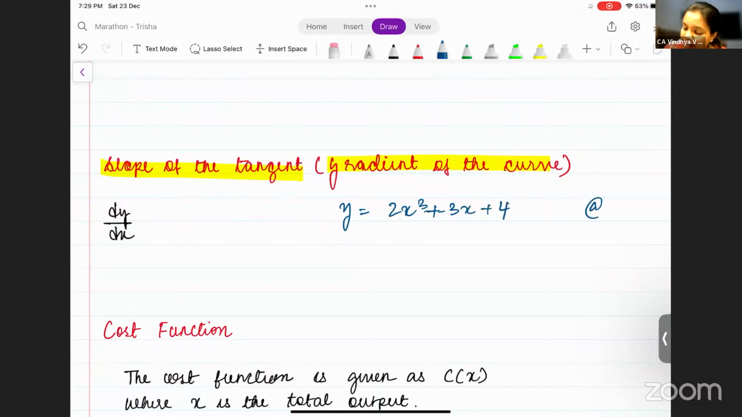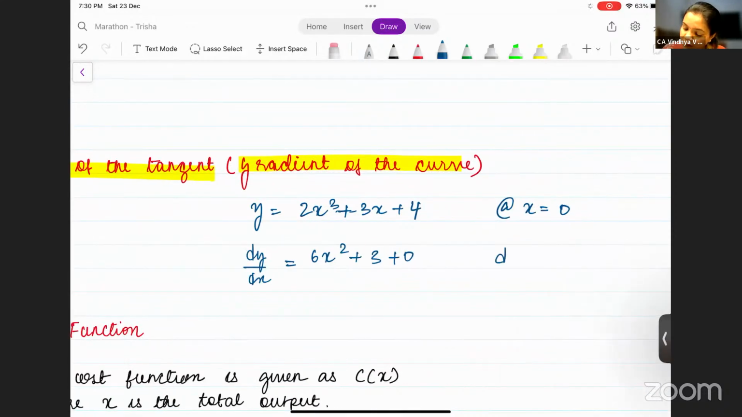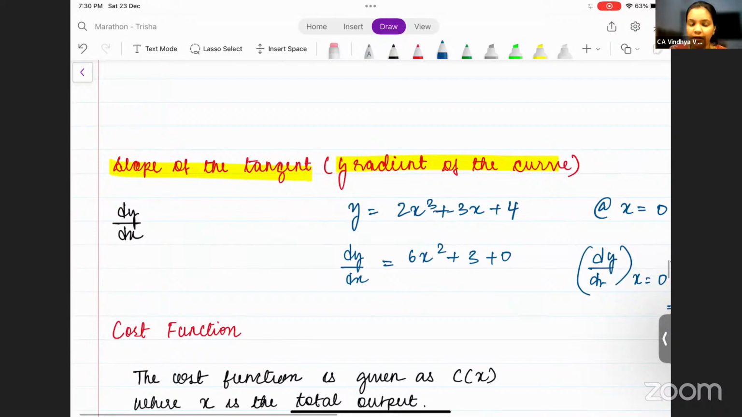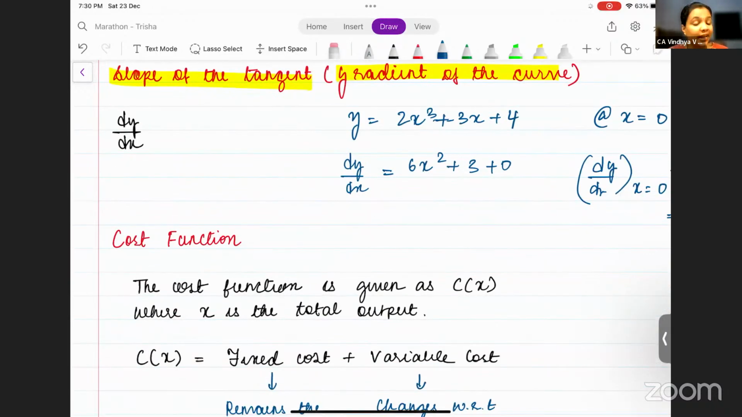So for example, let's say they've said at x is equal to 0. So what is dy by dx here? It is 2 into 3, 6x square plus 3 plus 0. Now they have said dy by dx at x is equal to 0, which means the value of x is 0. 6 into 0 square plus 0. Okay. So this is how you will solve the slope of a curve. Next, the next concept, I'll explain it with the help of a question itself.